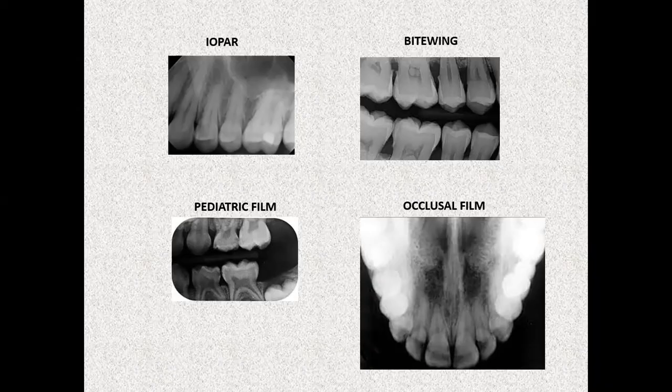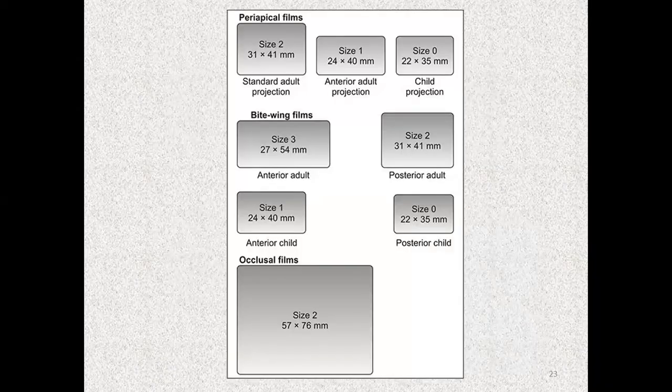Next, we have the pediatric film or the size 0 film, and these are used in child patients, which can be used for bite-wing and also for recording the periapical region. Next, we have the size 4 film or the occlusal film, which is used to record a larger region. Like here, we can see the maxillary teeth. These are the different sizes of the film shown.